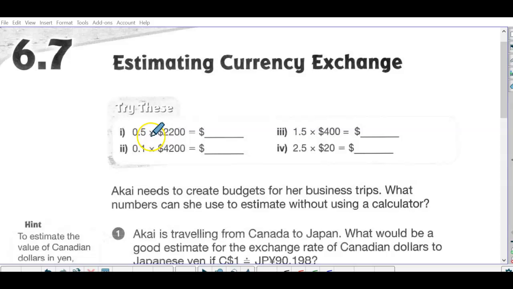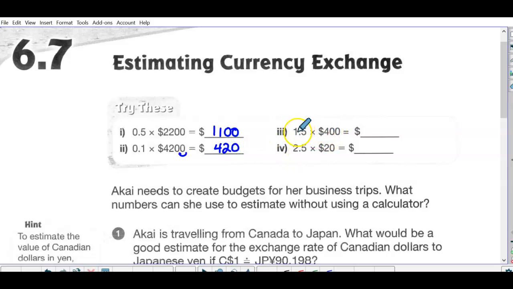So 0.5 is like taking half of 2,200. So half of that would be 1,100, right? Divide this by 2. 0.1 times 4,200 really just moves the decimal place 1 to the left, so that would be 420.